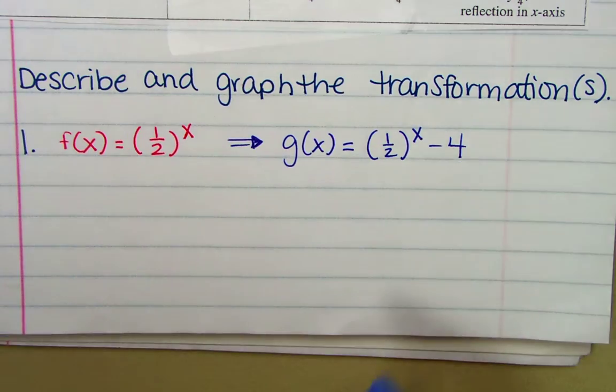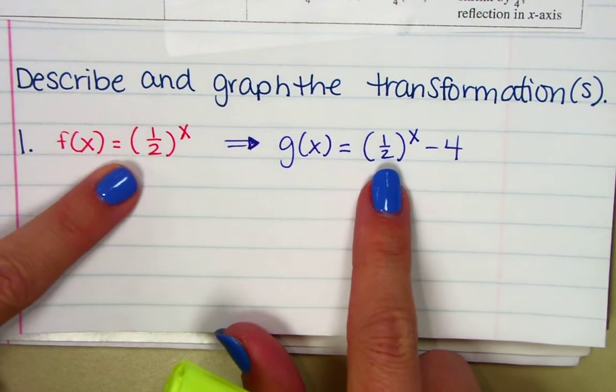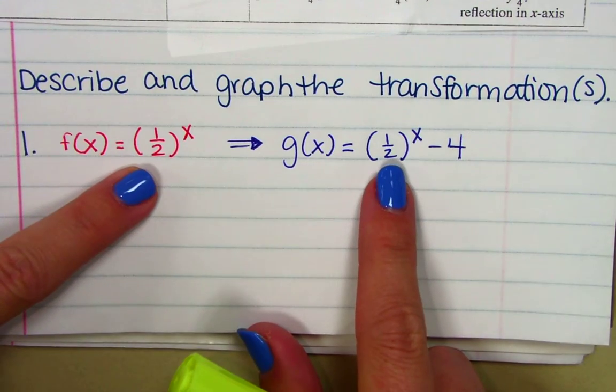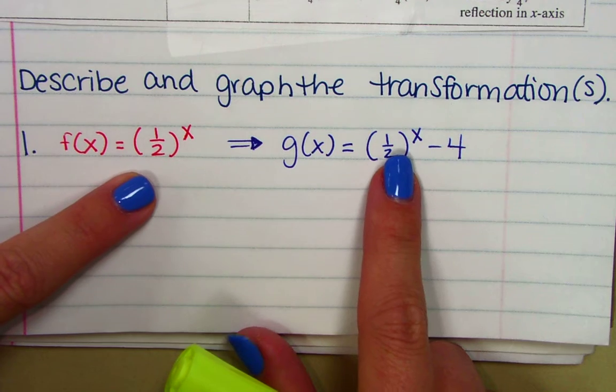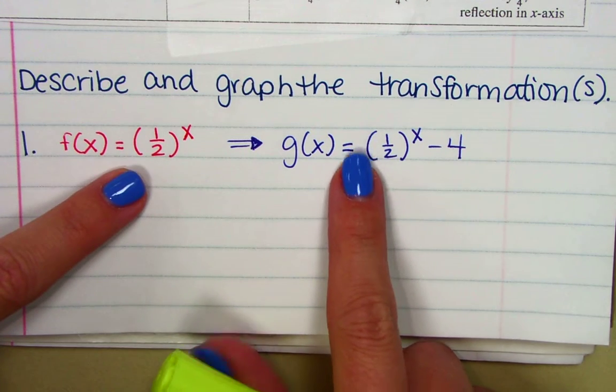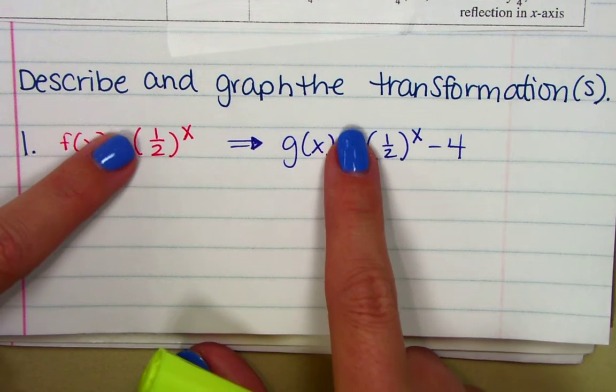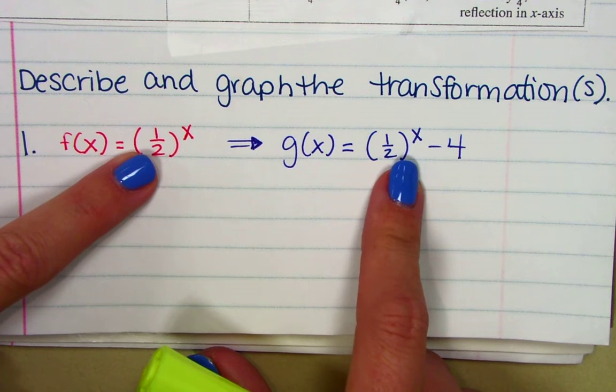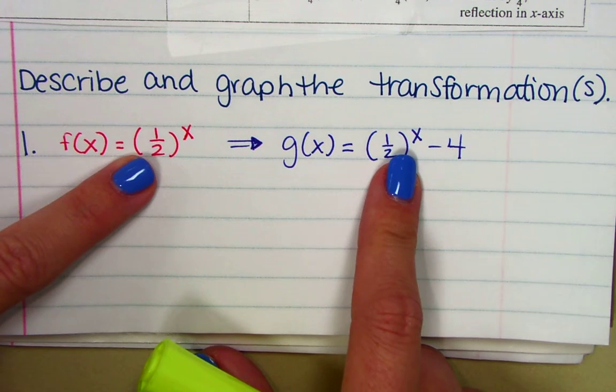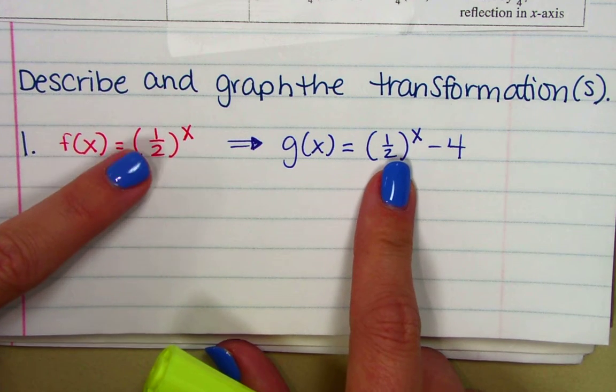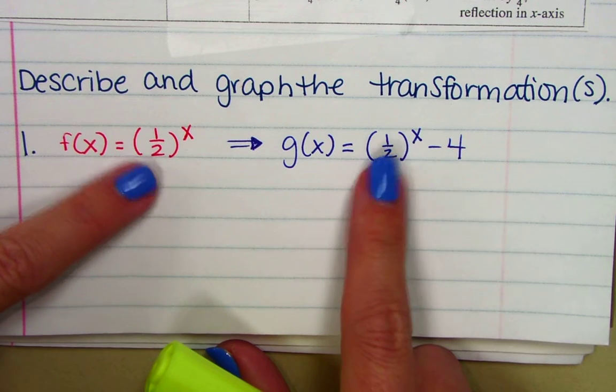All right, and on these, you might see the number and think that's a vertical stretch, but on these, that's the base. Remember, the base has to be at the bottom. A vertical stretch or shrink would be outside the parentheses. And since this stays the same, it's 1/2 in both of them, it is not one of the transformations because it's not a change from this to this since they're the same.